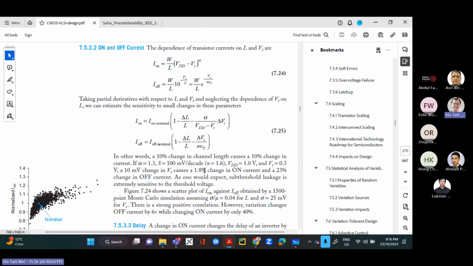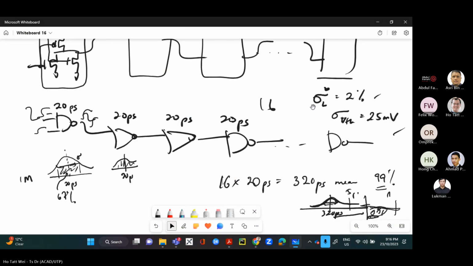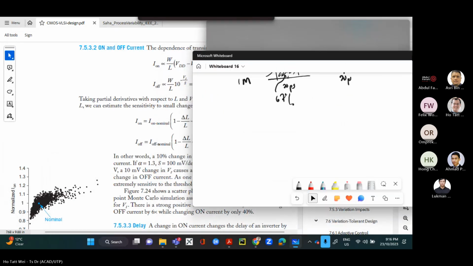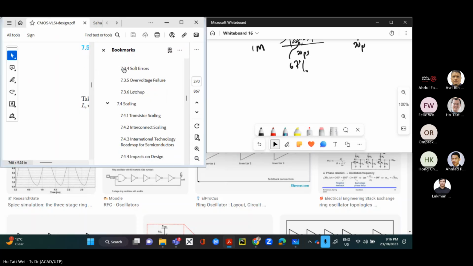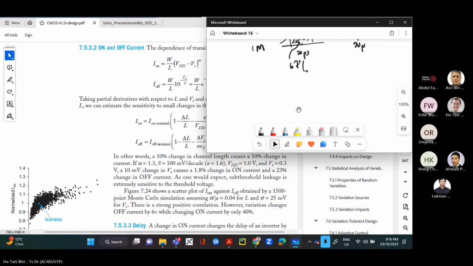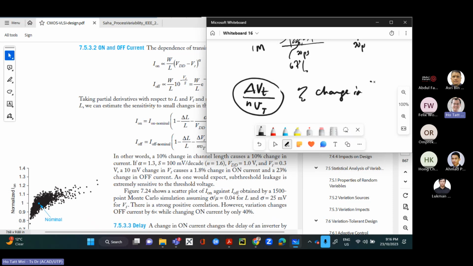Let me just array this properly. So what we want to know is this dVt over nVt. This is the percentage change in ion. Okay, from here, the percentage change in ion. And this is actually alpha over VDD minus VTH times dVTH.